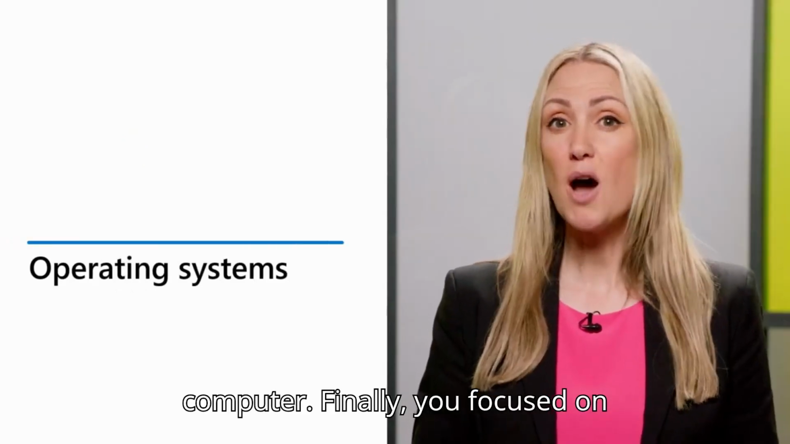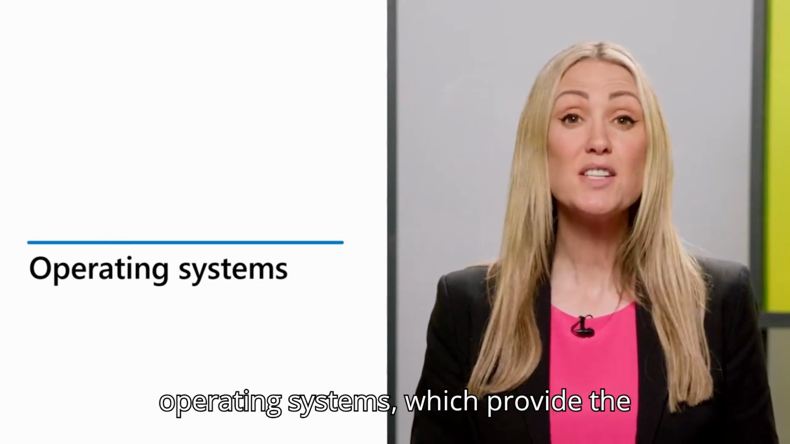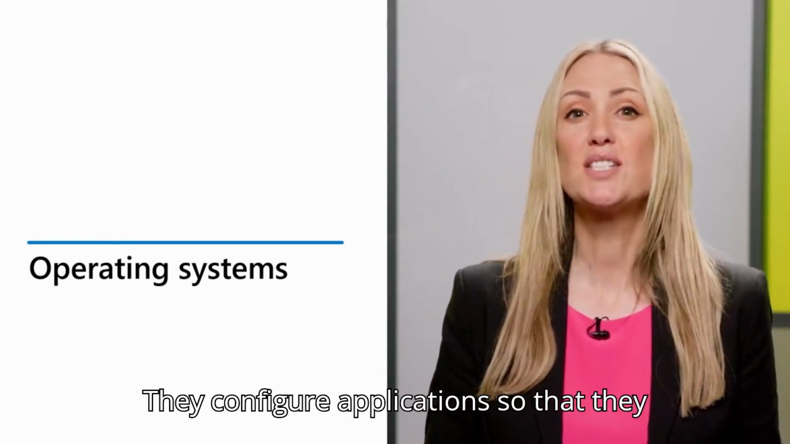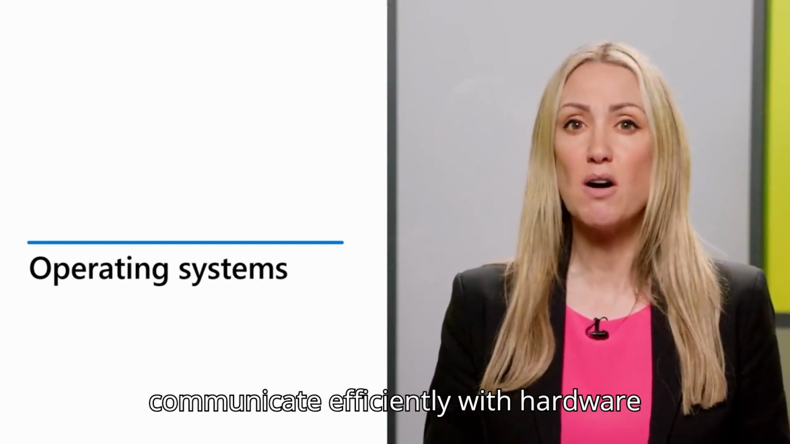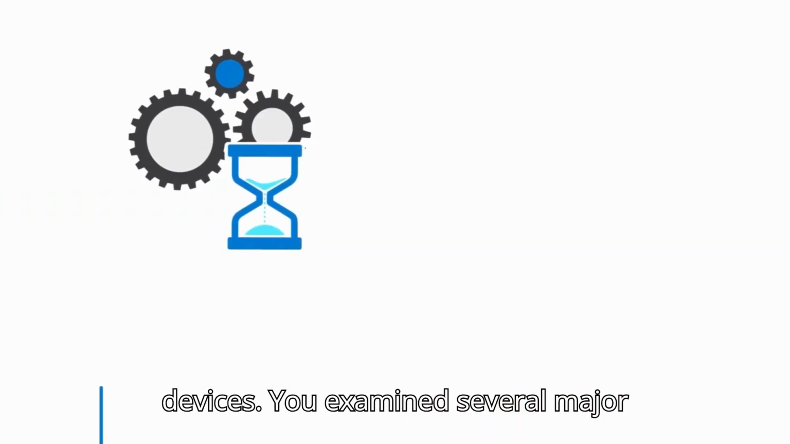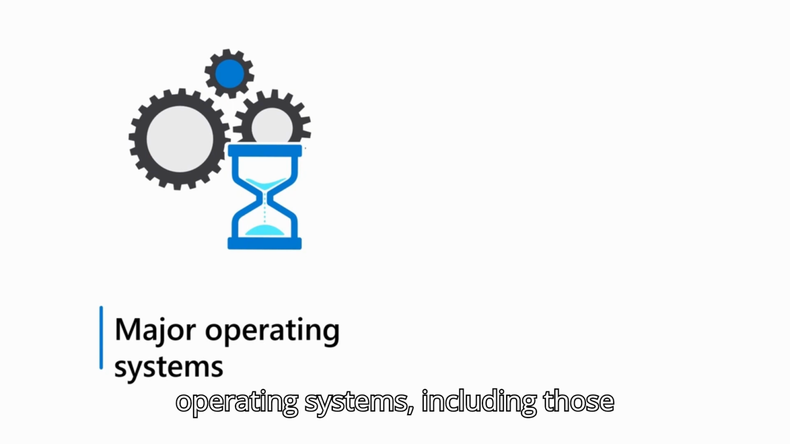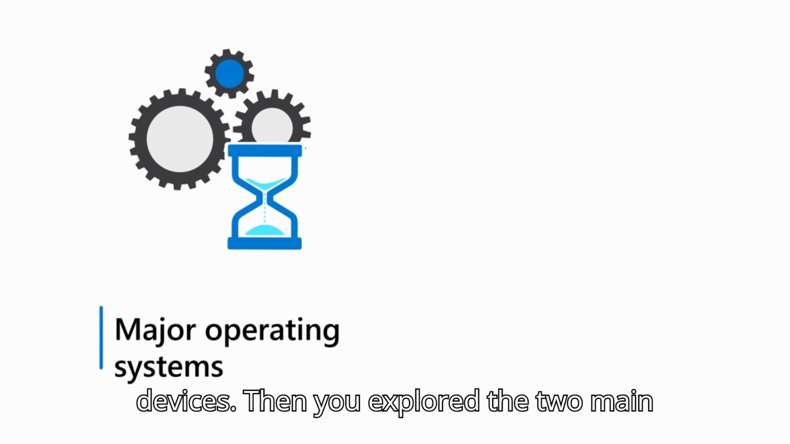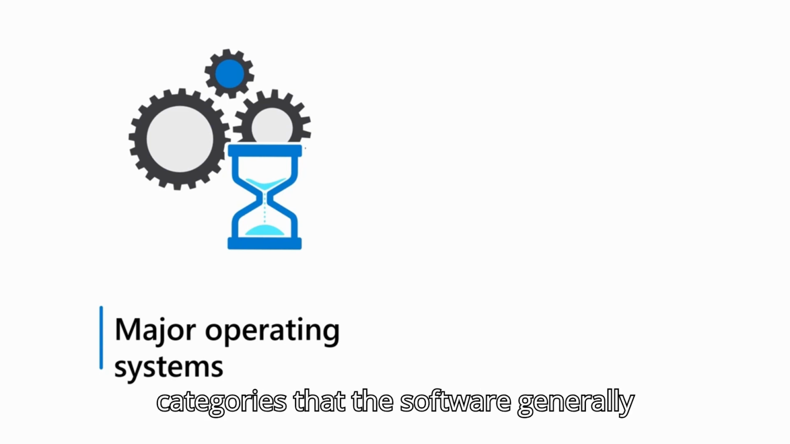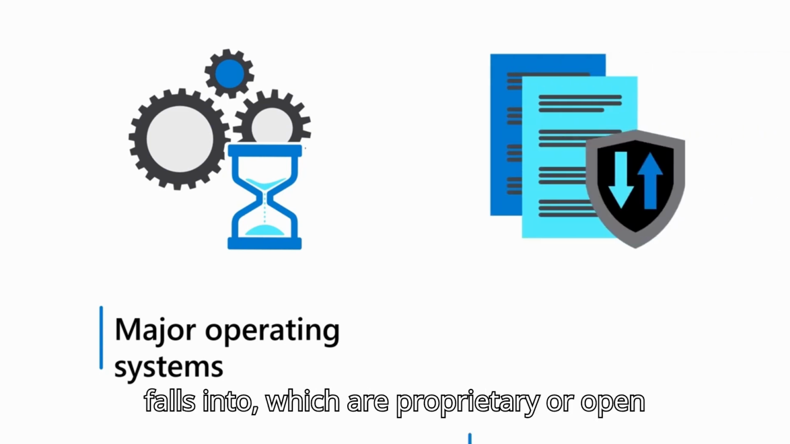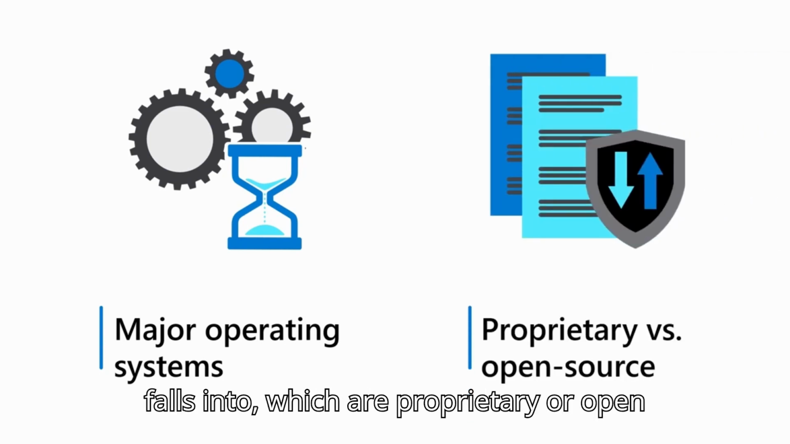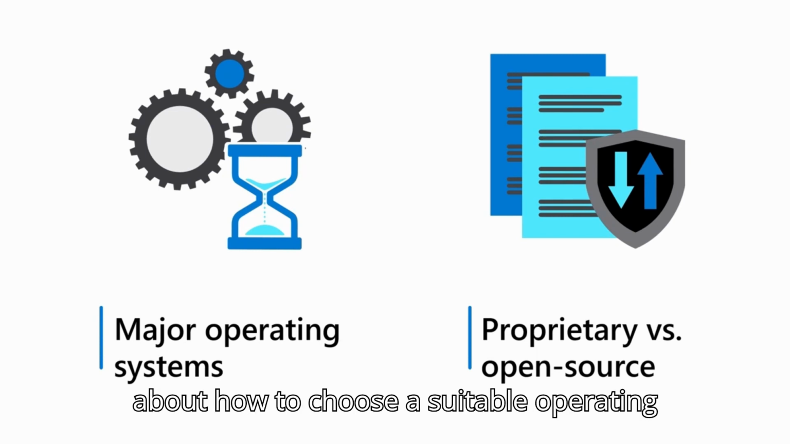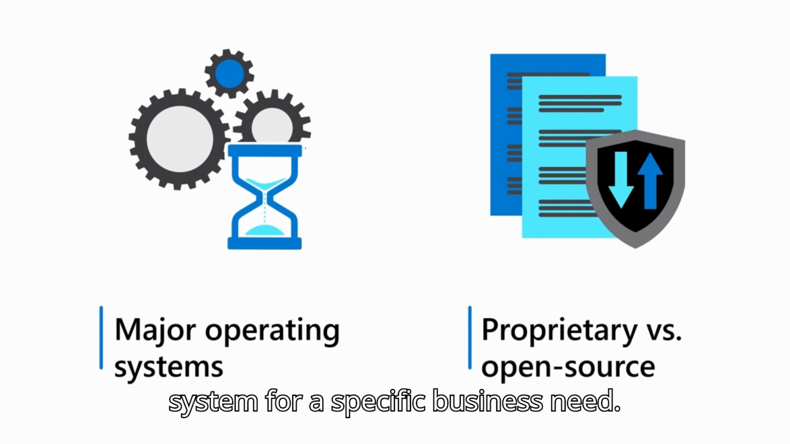Finally, you focused on operating systems, which provide the directions that are sent to the hardware. They configure applications so that they communicate efficiently with hardware devices. You examined several major operating systems, including those specific to computers and to mobile devices. Then you explored the two main categories that the software generally falls into, which are proprietary or open source. You should now be better informed about how to choose a suitable operating system for a specific business need.